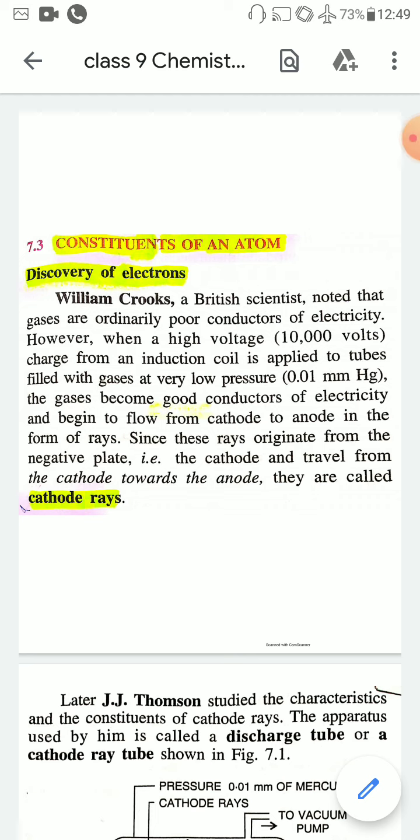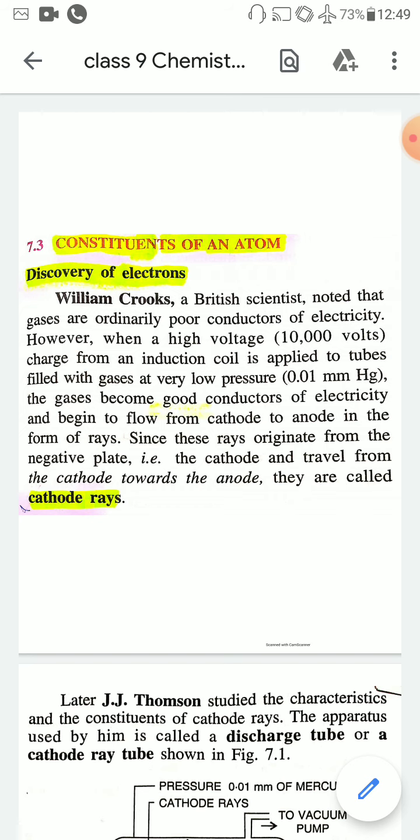Today I am going to discuss the fourth chapter of ICSE class 9. The topic is atomic structure. So what is an atom? You have studied in lower classes that an atom is the smallest particle of an element that exhibits all the properties of that element. It may or may not exist independently, but it can take part in every chemical reaction.